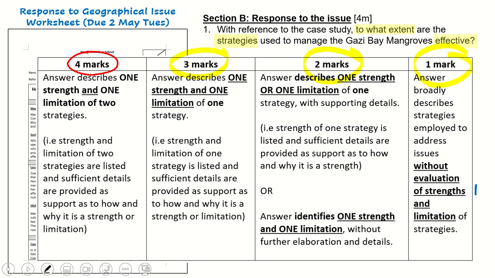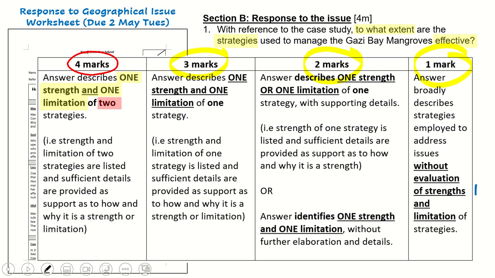You can read level 1, 2, and 3 in your own time. I'm not going to focus too much on it because obviously you don't want to be at level 1, 2, or 3. You want to aim for level 4. So for level 4, what are you required to do? Level 4, you will get 4 marks. You are required to describe 1 strength and 1 limitation of 2 strategies. You talk about 2 strategies, and for each of these 2 strategies, you describe 1 strength and 1 limitation.